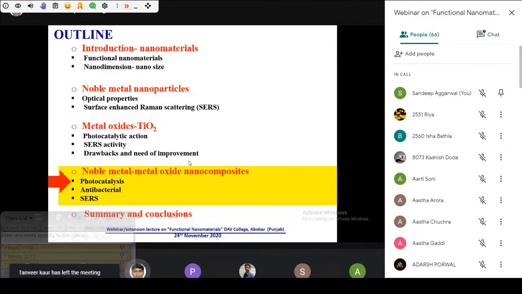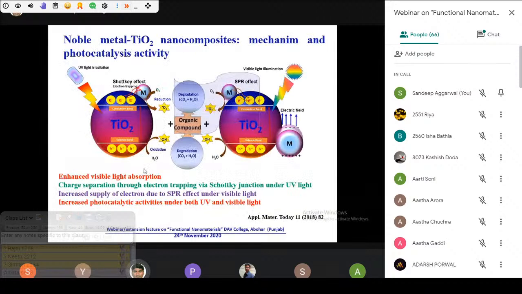Now what will happen if we mix these two? We can go a little faster, because here it was very important to understand noble metal and metal oxide separately. Now we know their functionality. The only difference is that the noble metals are excited with UV light and visible light, and the metal oxides can be excited by UV light.